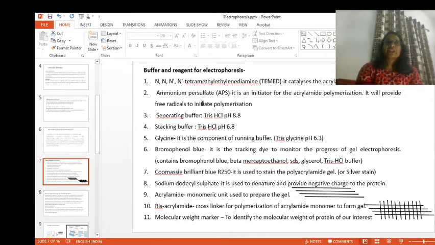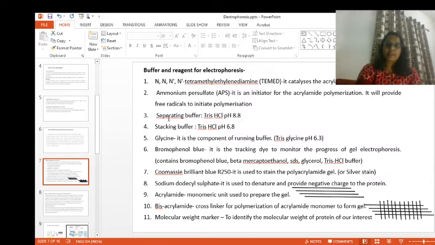For the polymerization reaction, we should supply some external energy. Usually ammonium persulfate, that is APS, acts as a free radical providing agent. Once there is a free radical, our molecule will be free to attack the next molecule. So APS provides a free radical, and that way it initiates the acrylamide polymerization.